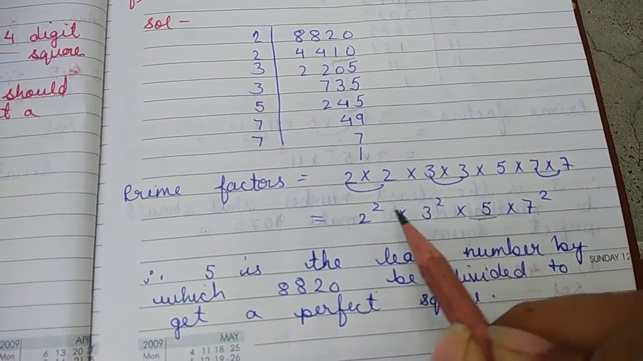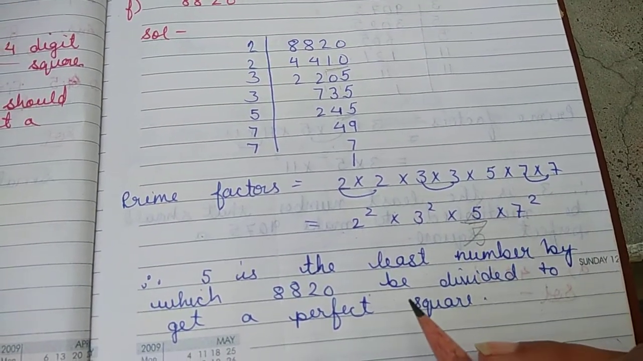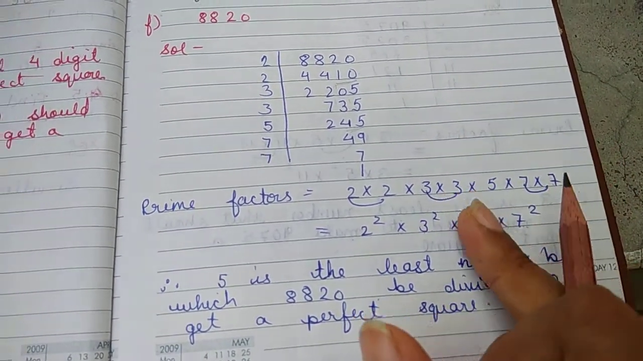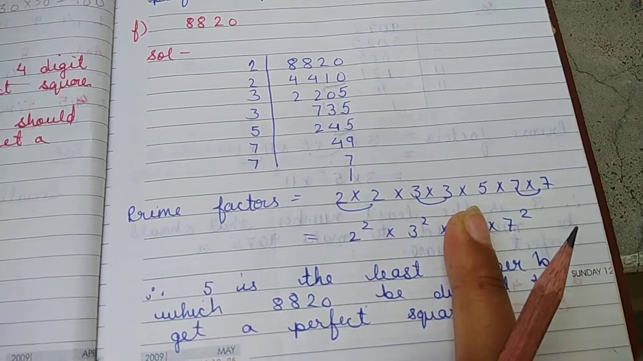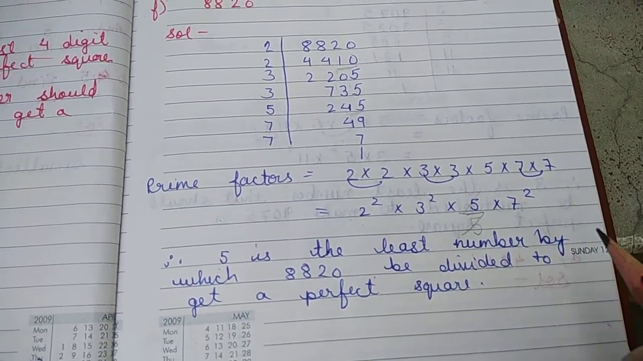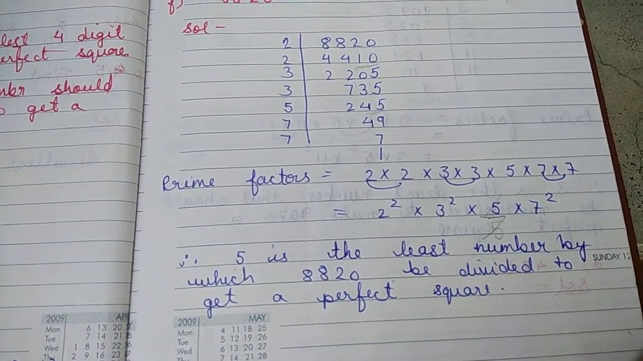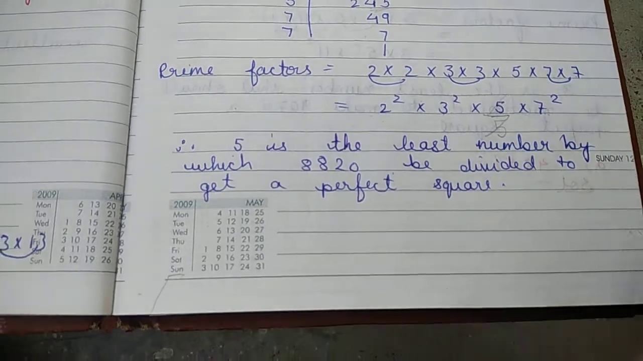So if I divide this expression by 5, what will happen? 5 and 5 would be removed, cancel out, so what will remain? 3 numbers would remain and all those 3 numbers are paired up. So 5 is the least number by which 8820 should be divided to get a perfect square number. Alright.